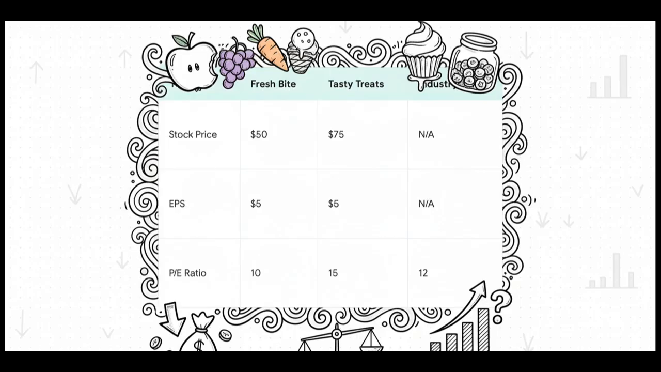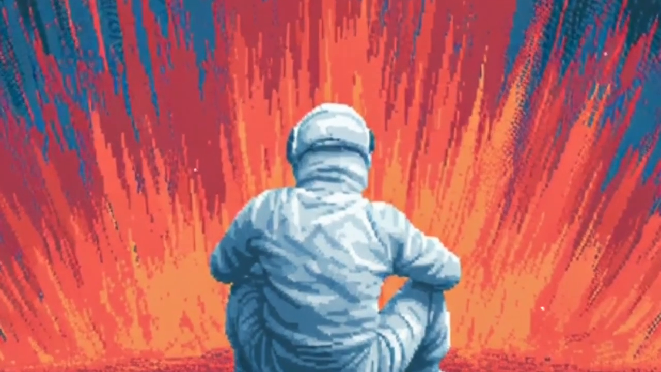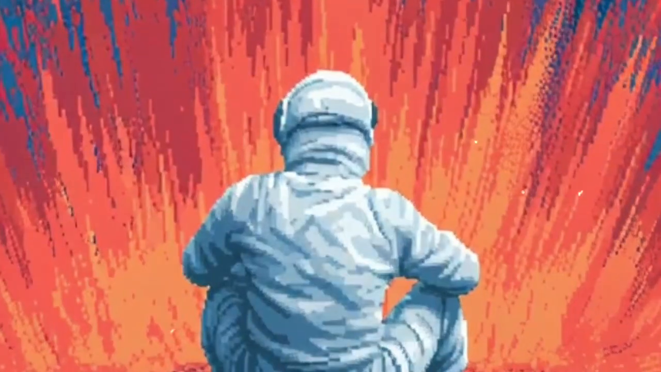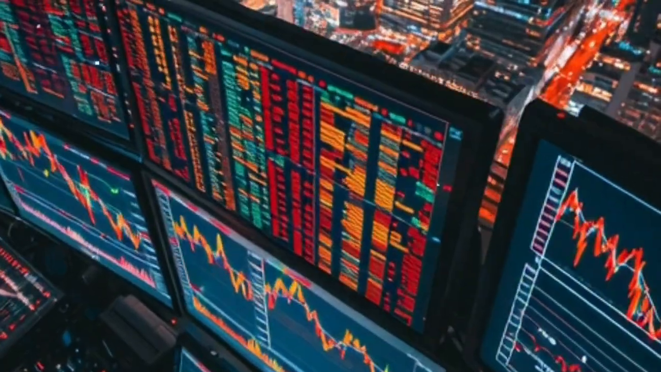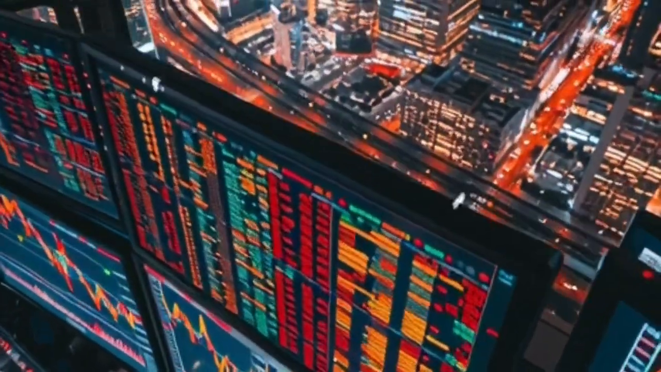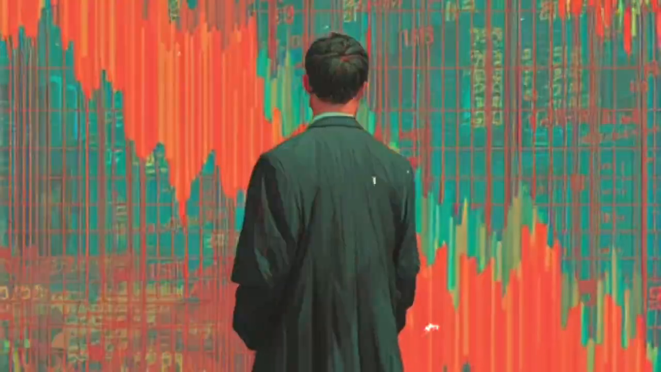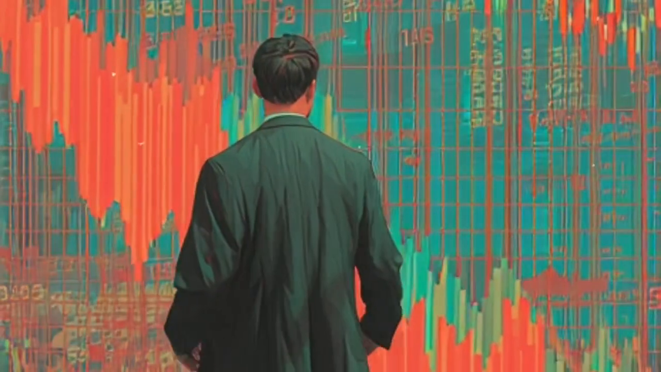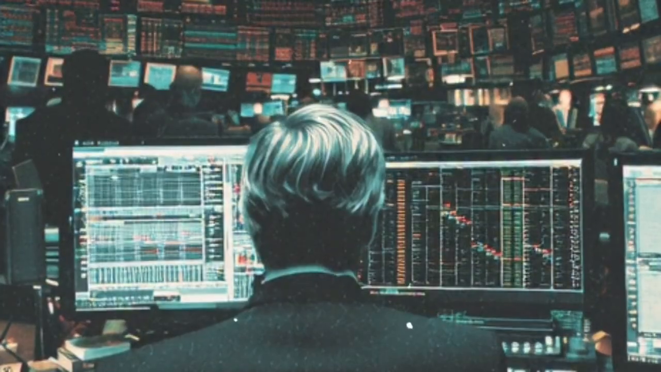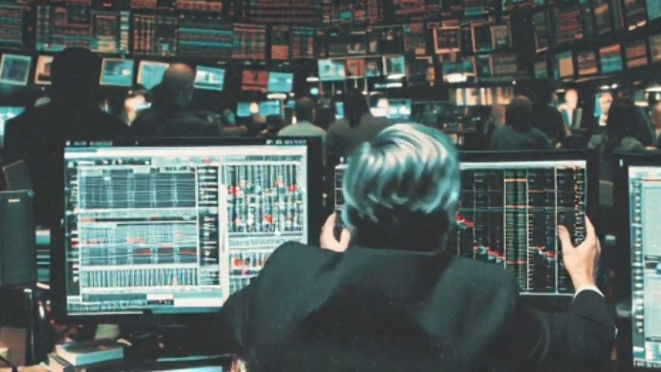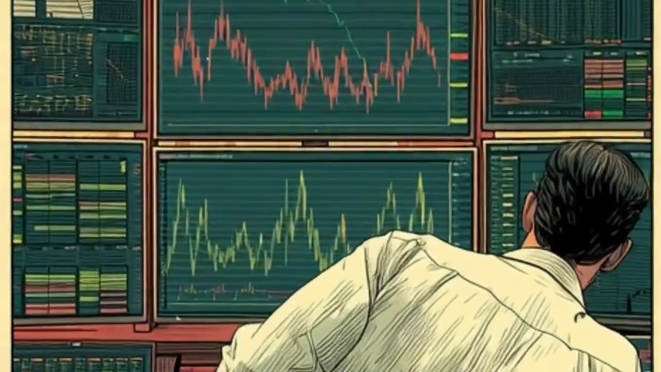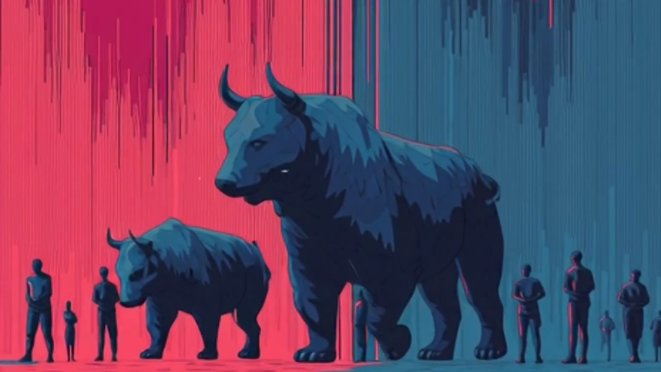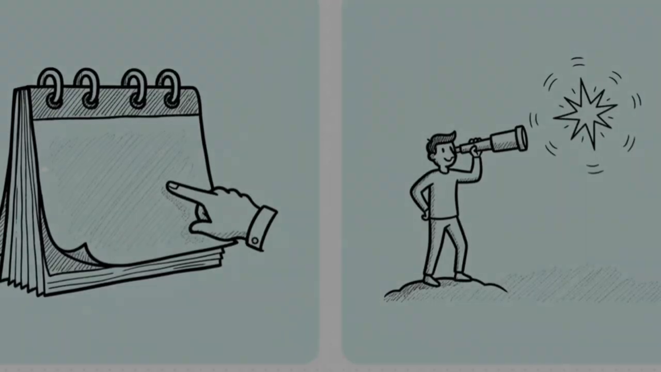But wait, there's another layer here. You see, that E for earnings can look in two different directions. It can look at the past or it can look to the future. And this gives us two different kinds of PE ratios to think about. It's really simple. There's the trailing P/E, which uses the actual real profits from the last 12 months. That's a hard fact. Then there's the forward P/E, which uses what analysts predict the company will earn in the future. One is history, the other is a forecast.